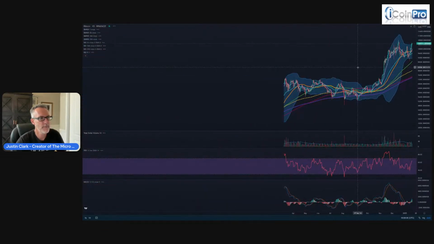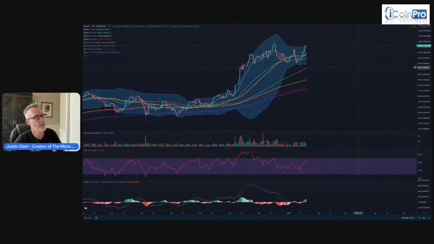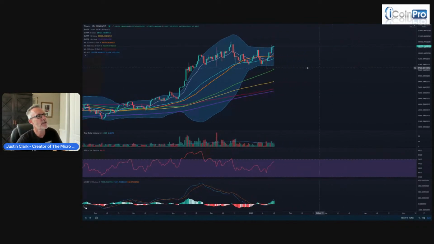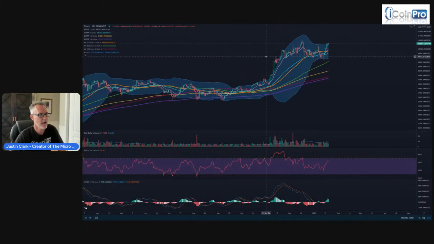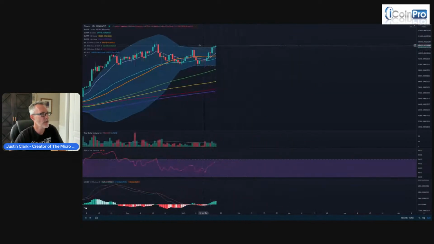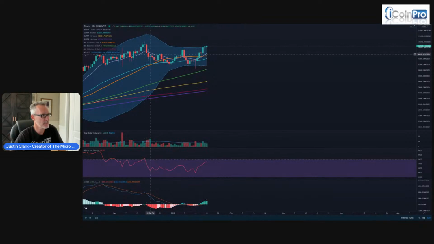So a couple basics for people who are new to trading in general and charts. These green and red things here are called candles. Candles show what's happening with the price of an asset. Right now, we're looking at a 1-day chart. So every one of these candles is a full day's worth of trading, okay?